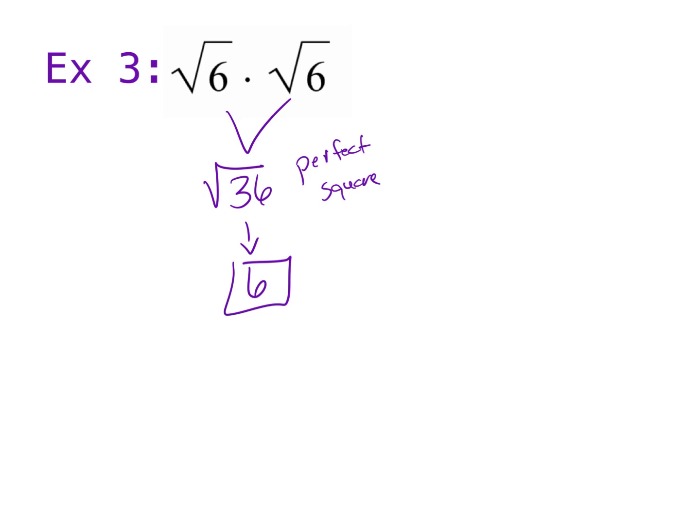Think about our vocabulary. What does perfect square mean? So yeah, a perfect square is a number that can be square rooted and it comes out as a whole number, right? It doesn't come out as a decimal. All right?